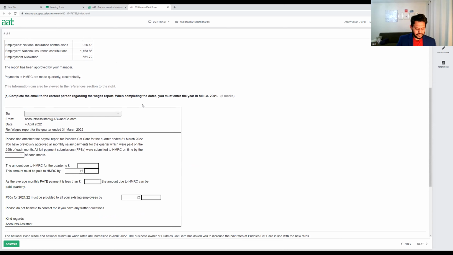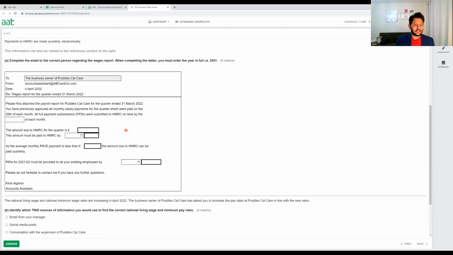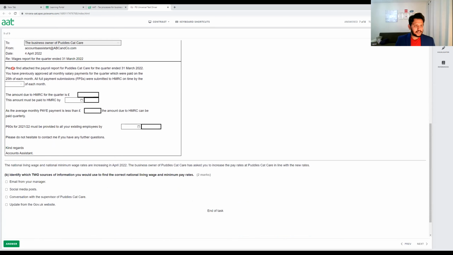So you're going to email the business owner, the business owner of Pedal Cat. So I'm writing the email to the business owner from the accountant. Okay, it says, please find the attached payroll for the quarter ended. You have previously approved monthly salary, which is paid on the 25th of each month. All Full Payment Submissions, FPS, are submitted to HMRC on time by which date?